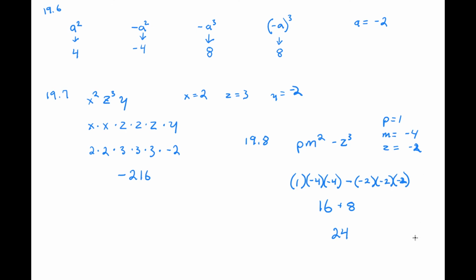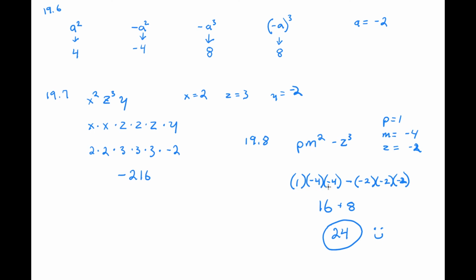All right, if you got a positive 24 for 19.8, then you are correct. And if you didn't get it, here's what you should have done. So I made a bucket for P. I made 2 buckets for M because M has a 2 here. And then I said minus, I brought down my operation, and Z was an exponent of 3, so I made 3 buckets for Z, right? So I dropped in my value for P, and I dropped in my values for M and my values for Z, and then I did the math.